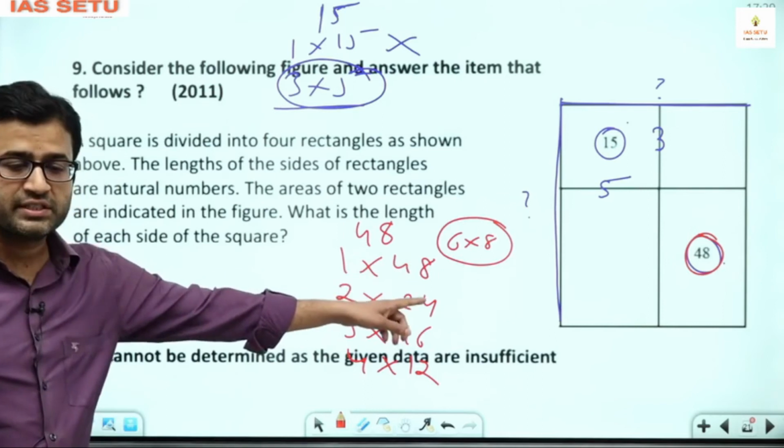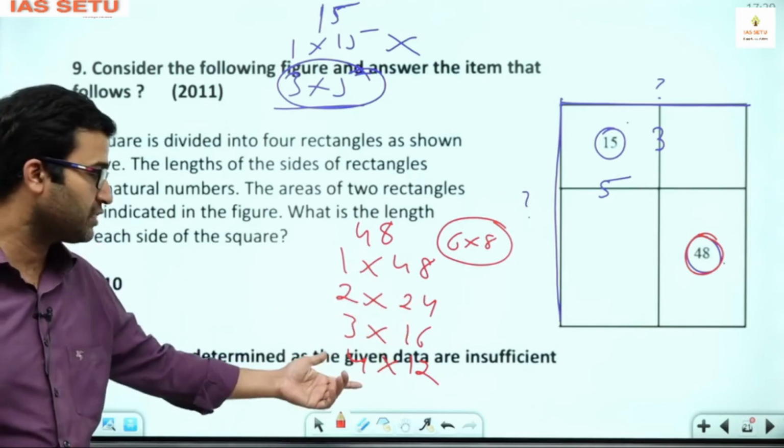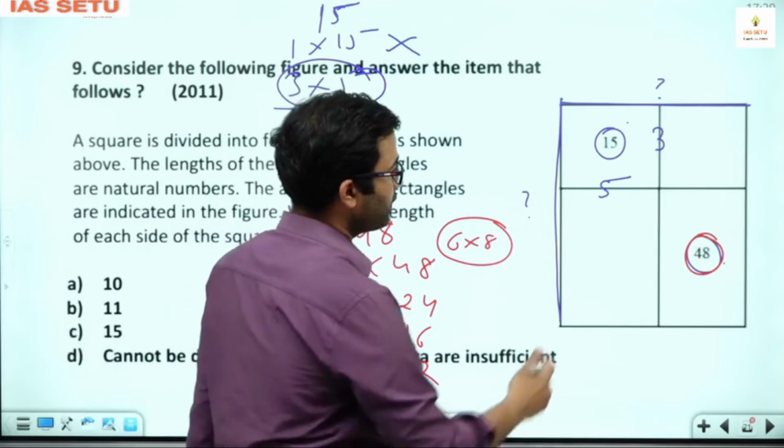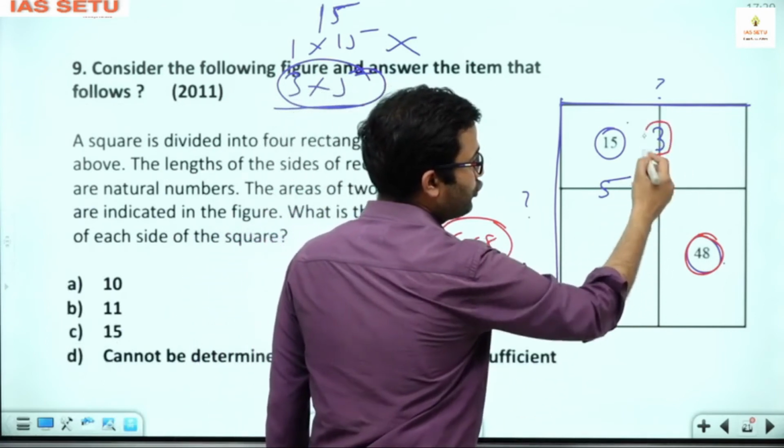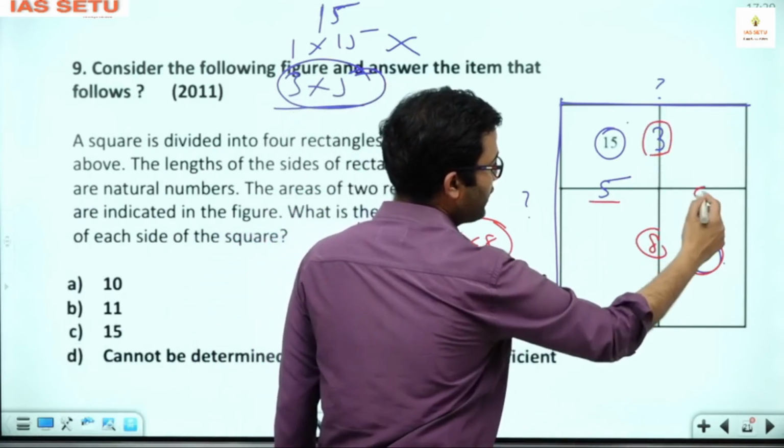So we try with 6 and 8. If it fits, okay. Otherwise, we will try another one. So 6 and 8. Here with this value, you add 8, and with this value, we add 6.